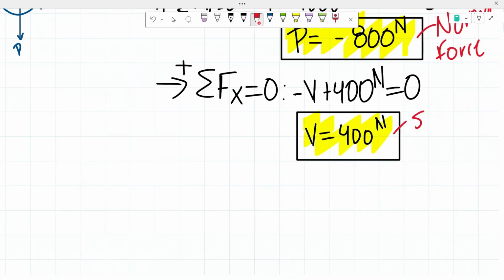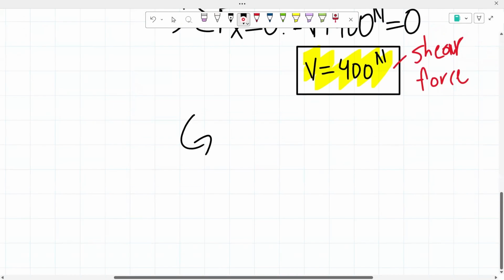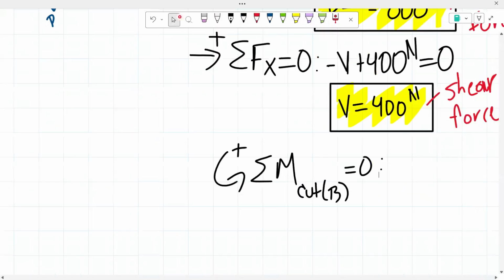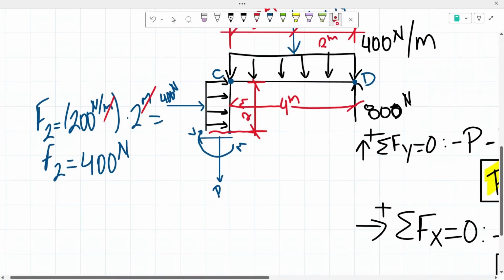So that is our shear force. There we go. And now to find our moment, I'm going to be taking the sum of the moments about the cut, also known as point B. All of that has to equal 0. We know here that our shear force and our normal force will not be creating a moment, but our moment is creating a moment.